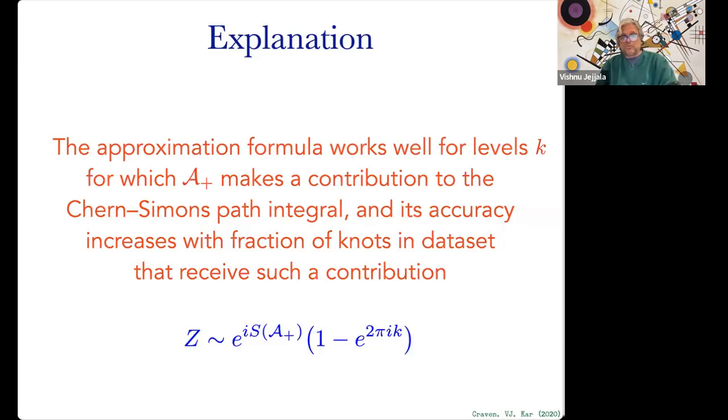So roughly speaking, this approximation formula works well for levels k for which a certain geometric conjugate connection makes a contribution to the Chern-Simons path integral. So this is a flat connection that is a saddle point of the action. And the integer levels have a term which looks like 1 minus e to the 2 pi i k, where k is now an integer. Because e to the 2 pi i k for integers is equal to 1, that washes away any information about this geometric conjugate connection. But for non-integer values, this flat connection does play a role.